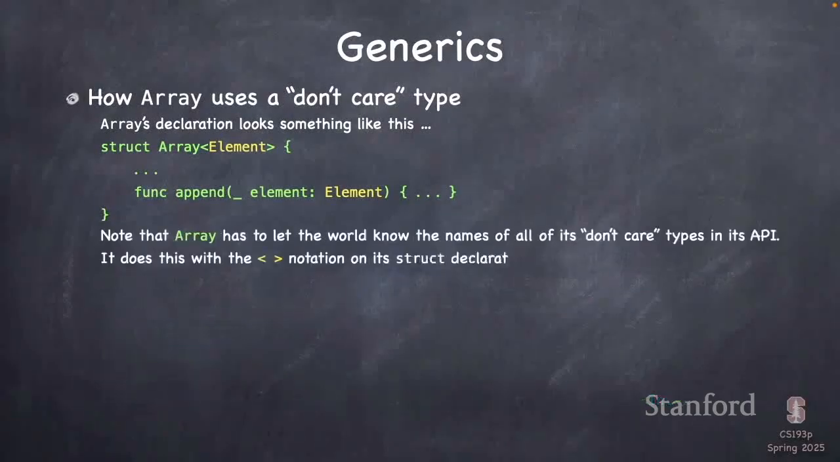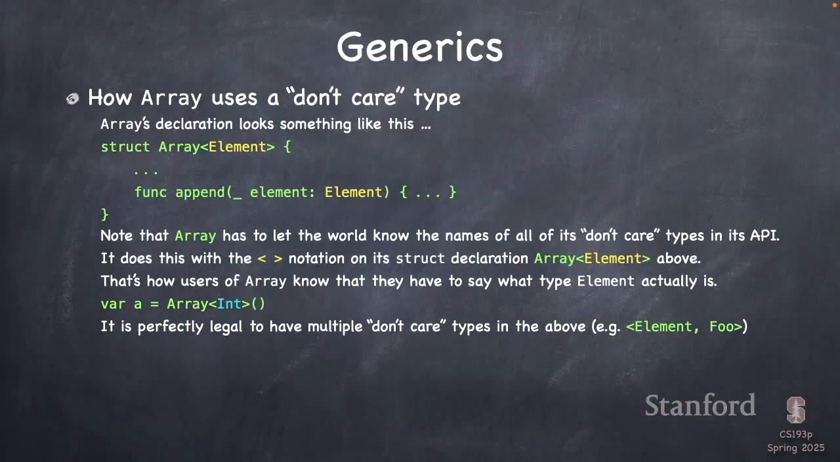Notice, though, that array has to let people know that name of element up there. That's part of array's public definition of itself, that it has this thing. And it's totally legal to have multiple of them if you want. A complicated struct might have multiple don't cares. That's really not even that unusual.